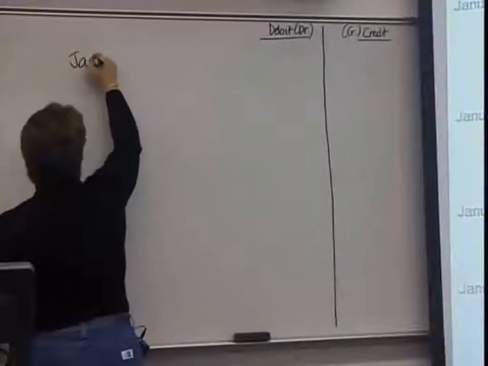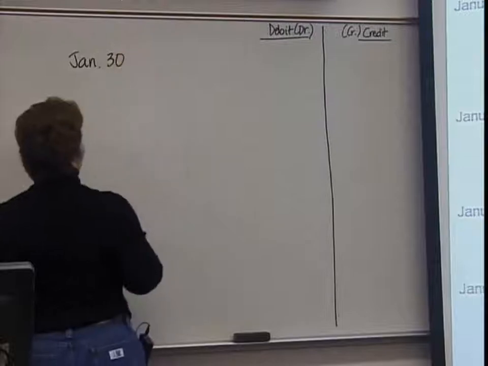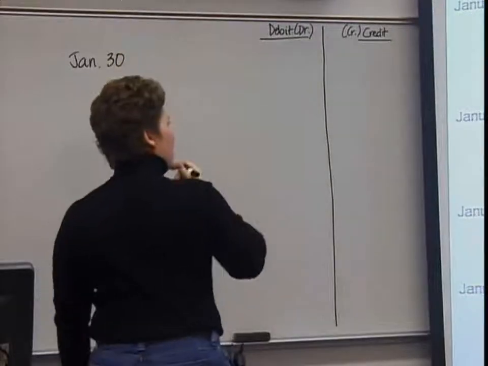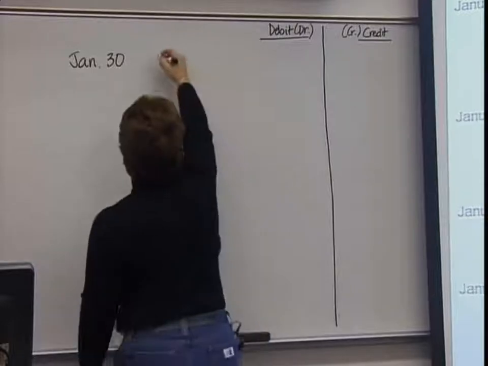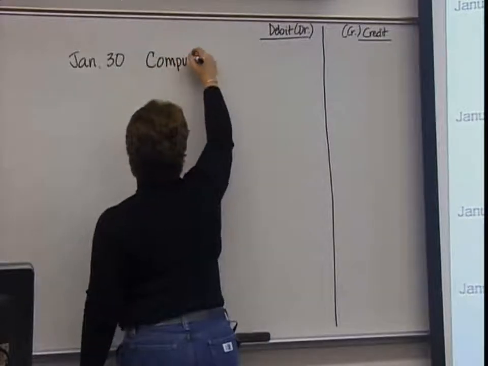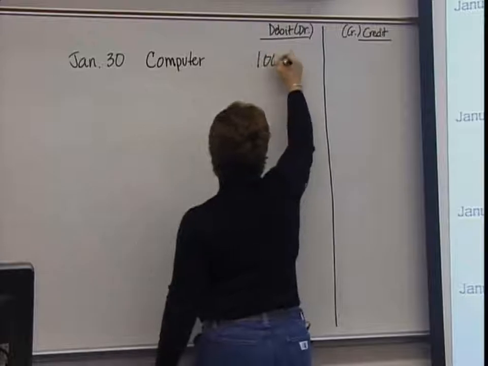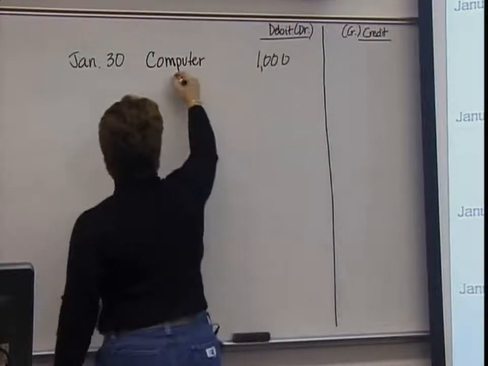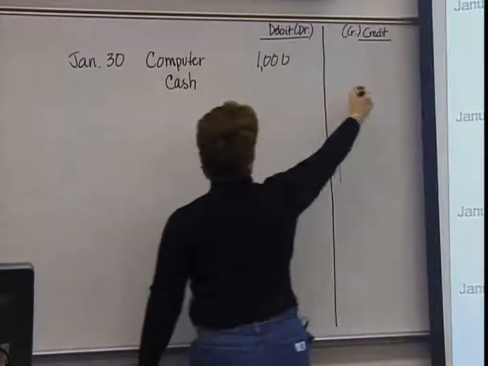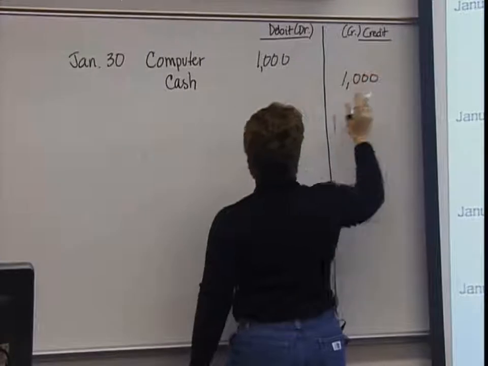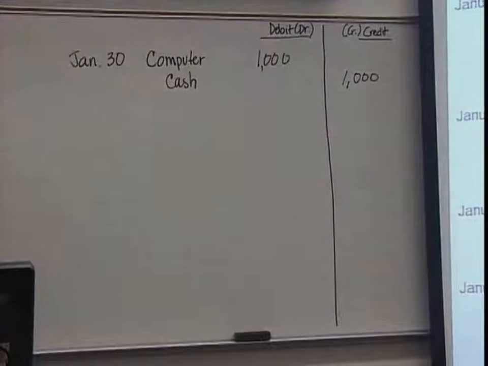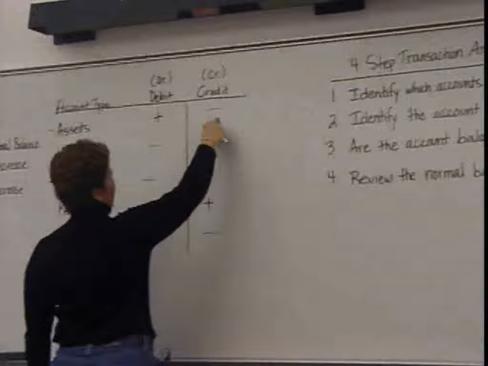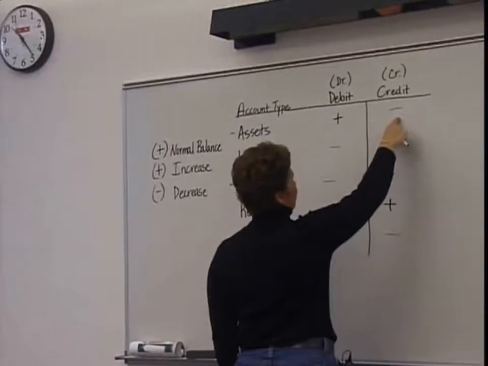So January 30th, the account that we will use from our chart of accounts to show that computer purchase is account number 1400. So we'll debit computer for $1,000, and we paid cash for it, so we will credit that for $1,000. Again, do my debits equal my credits? Yes, they do. I increased an asset account with a debit, the computer, but I also took money out, $1,000 to pay for it, so I decreased cash.